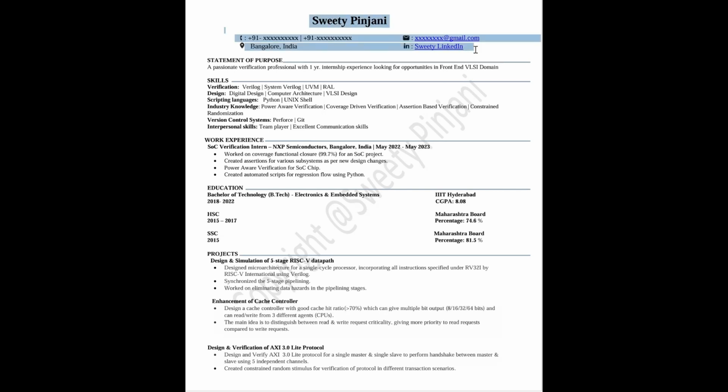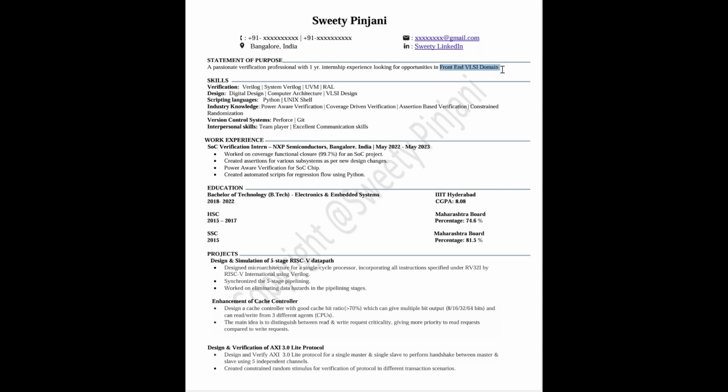Now, this much of the section is clear. We have covered this much. The next thing is the statement of purpose, or you can name it career objective. You can choose your words: career objective, objective, statement of purpose, whatever it is. Here you can write your years of experience and what kind of opportunities you are looking for. For example, this person has 1 year of experience in verification, so we have written verification professional, with internship experience. Looking for what kind of opportunities? For front end VLSI. This person is only interested in front end VLSI.